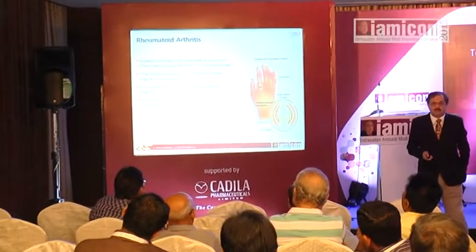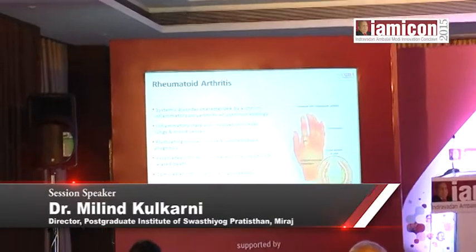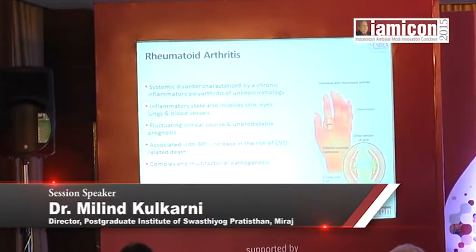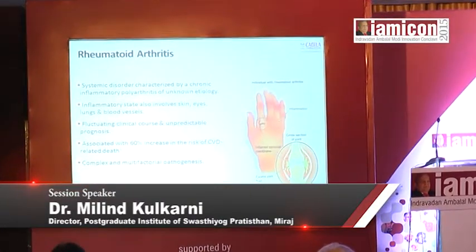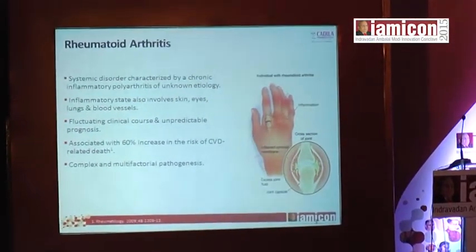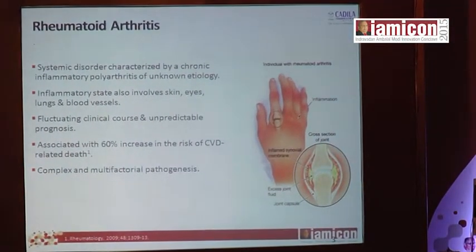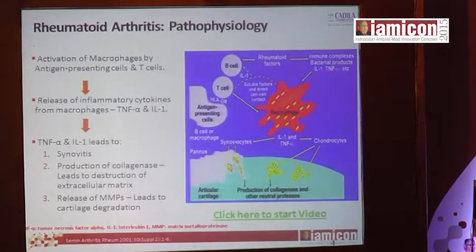As we all know, it involves not just multiple joints, but multiple systems. It involves the skin, eyes, lungs, blood vessels, and as already explained, it has a 60% increase in the risk of cardiovascular disease and related deaths.